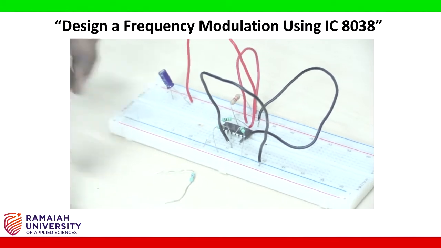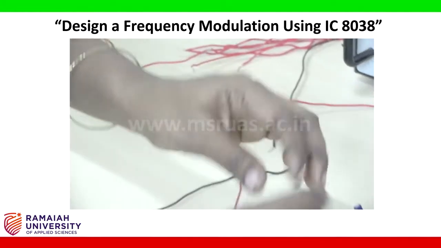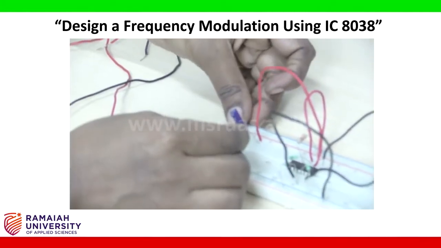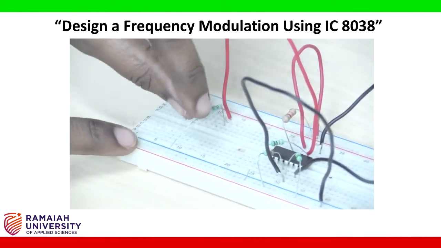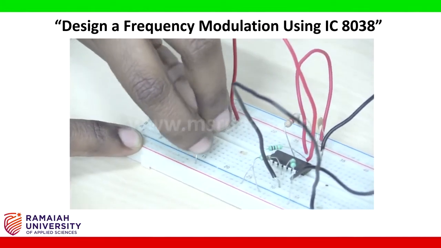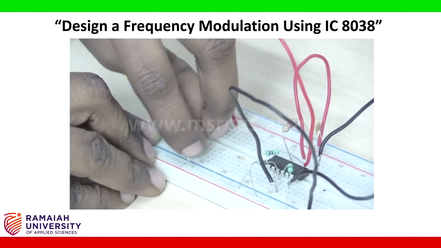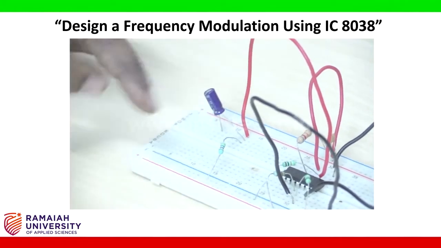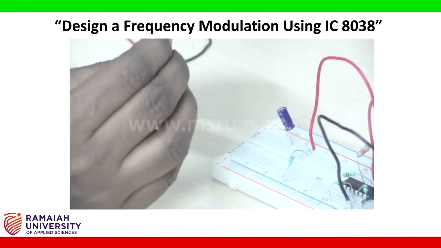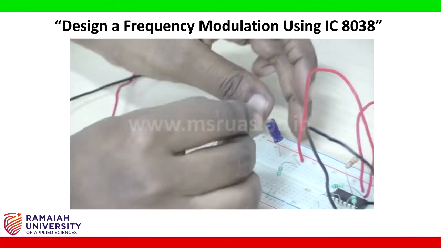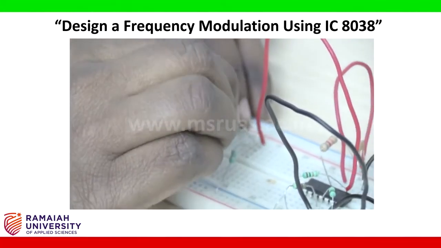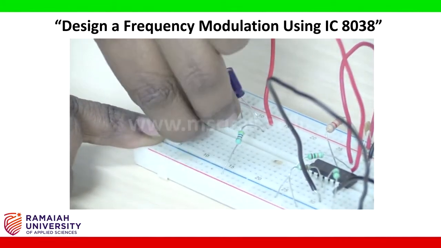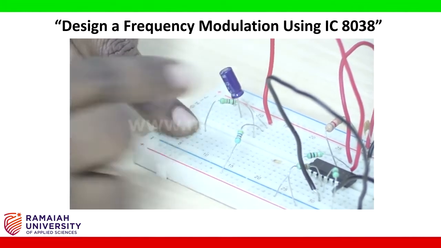Now take a 4.7 kilo ohm resistor and connect it from this capacitor to the positive power supply. So this is the 4.7 kilo ohm resistor. Next, take a 22 kilo ohm resistor and connect it from the capacitor again to a nearby node, and this node we will use for grounding.